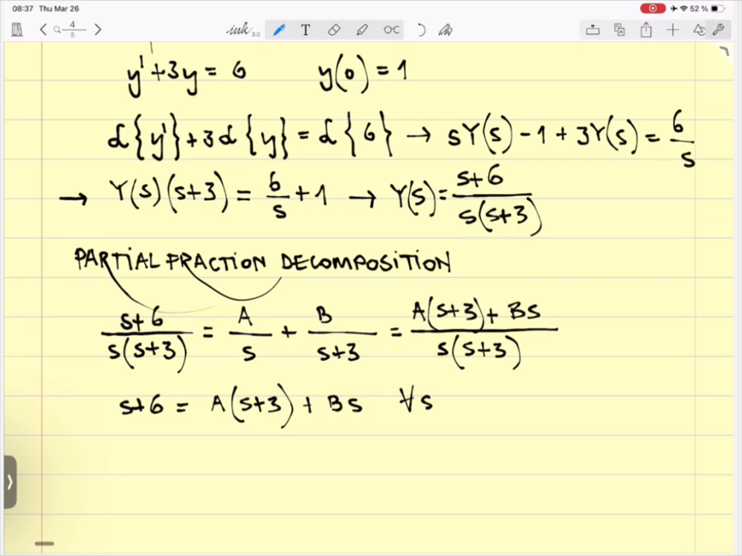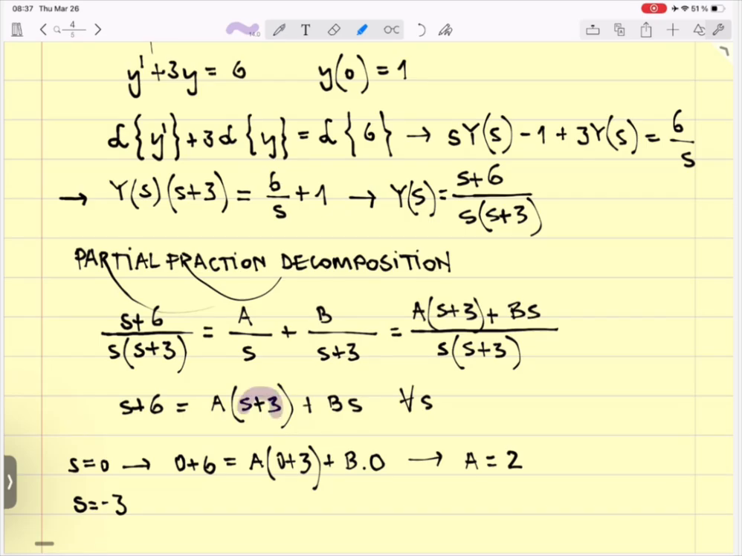So if s is 0, then we have 0 plus 6 equals a times 0 plus 3 plus b times 0. So a is going to be 2. And if s is minus 3, the reason why I do minus 3 or 0 is to eliminate, of course, these two and only get the other one.